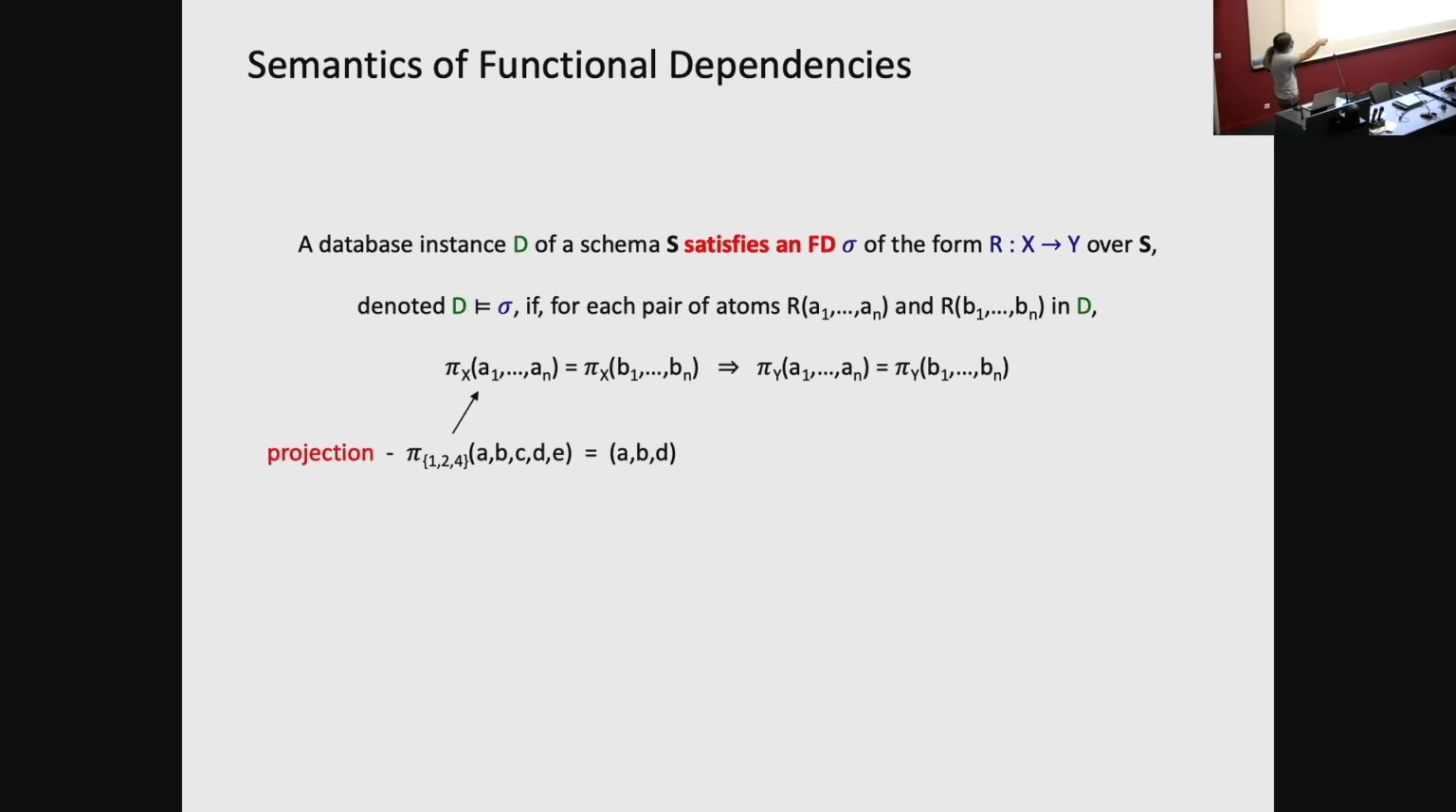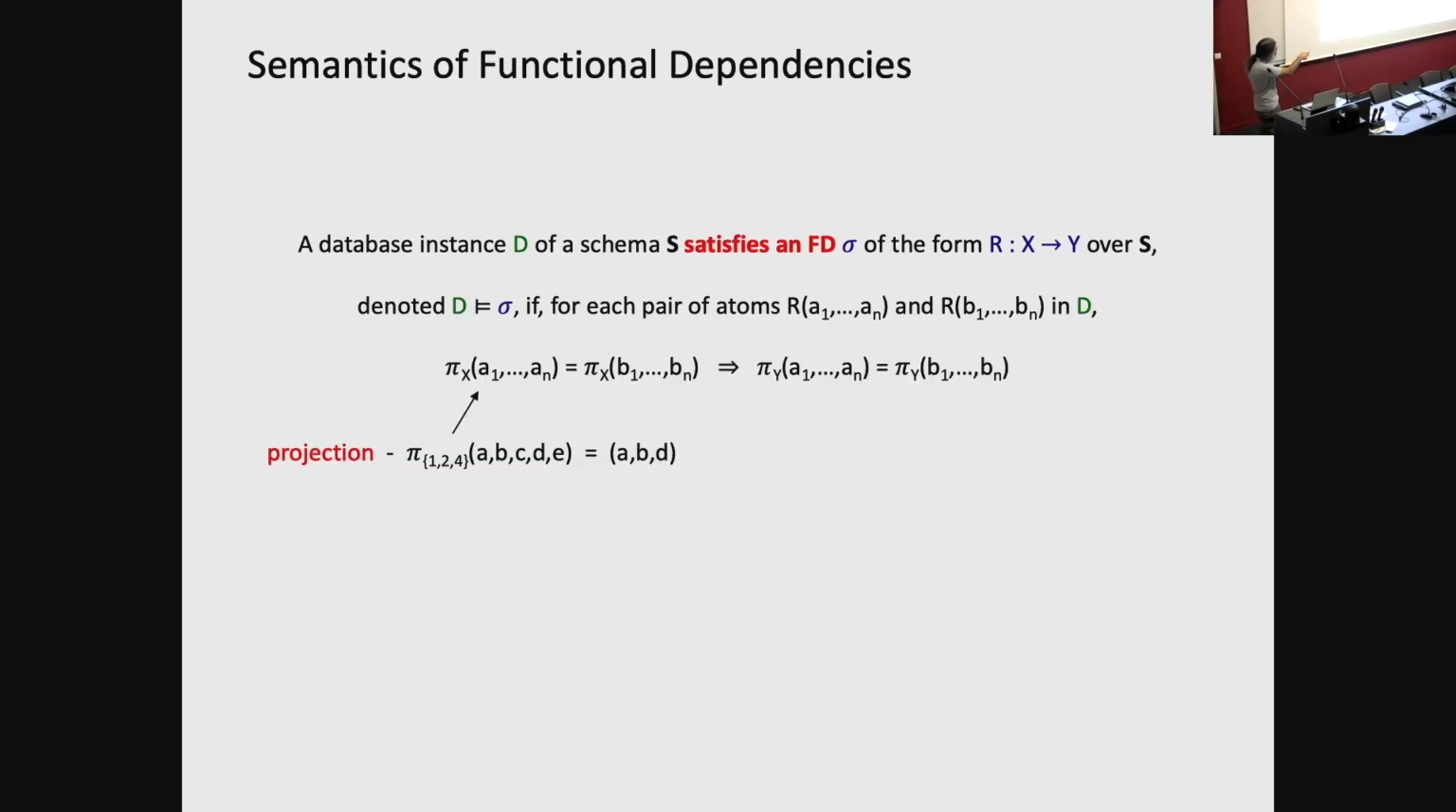If we project these two tables, A1 up to AN and B1 up to BN, over X, and what we get is the same. So if the projection of those tables over X coincides, then what we expect is that their projection over Y should also coincide, right? So it's an if-then statement there.